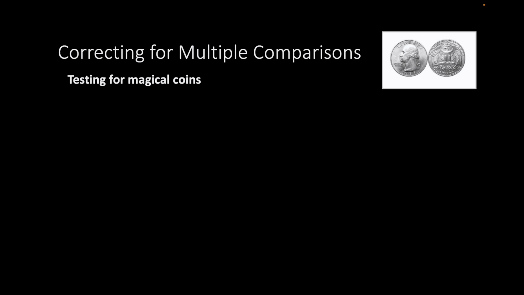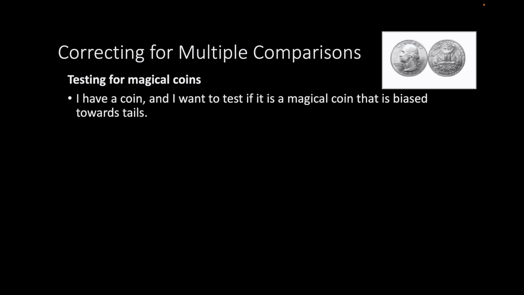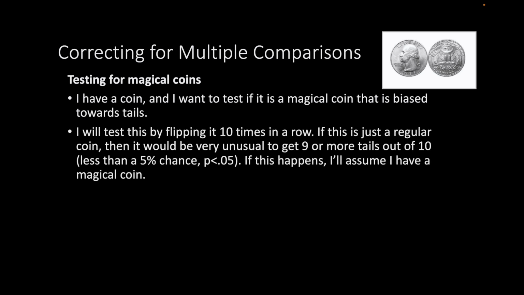Another concept I want to review is correcting for multiple comparisons. I'm going to start by giving you an example where we talk about coin flips. Let's say we're testing for magical coins. I have a coin and I want to test if it is a magical coin that is biased towards tails. The way I'm going to test this is I'm going to flip it 10 times in a row. If this is actually just a regular coin, then it would be very unusual to get 9 or more tails out of 10. That would be less than a 5% chance, or in other words, a p less than 0.05. And if this happens, I'll assume that I actually have a magical coin.